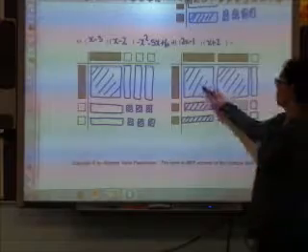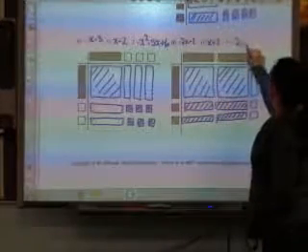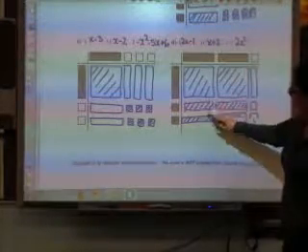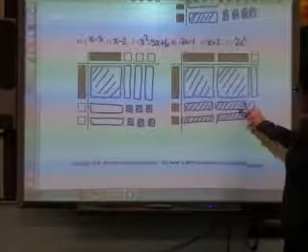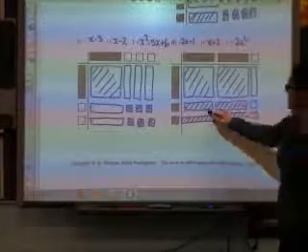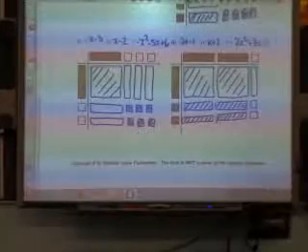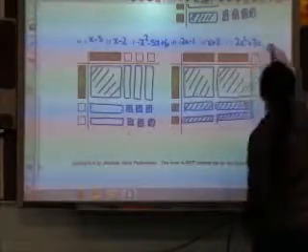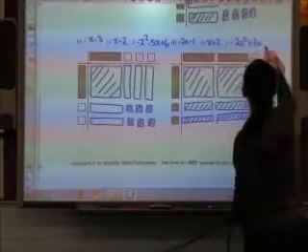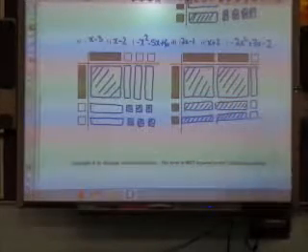So this time I have a 2x squared. I have 4 positives and a negative, so I get a 0 pair here, which leaves me with 3 positives. And then a negative 2 ones right here.